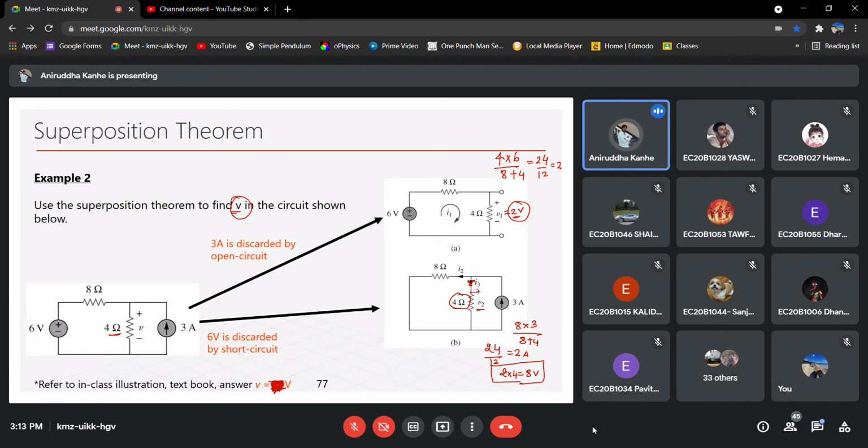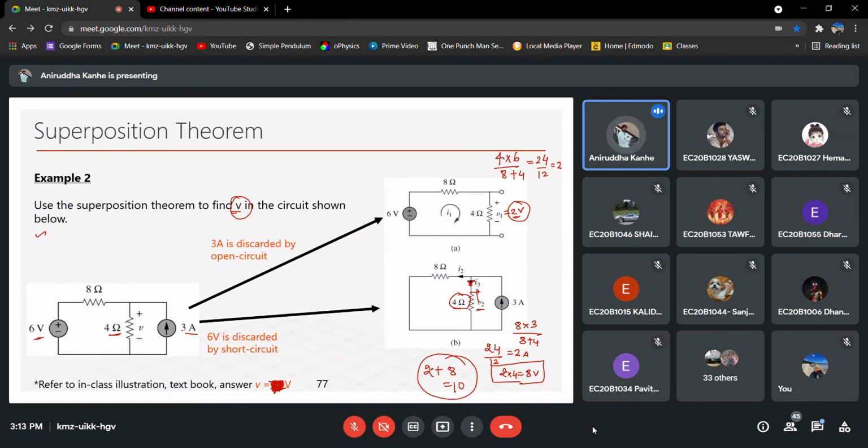So the directions are correct. So addition will be done. 2 plus 8, that is 10. So you are expecting 10 as the value there. Let us find out how you will verify. You should be able to verify the values also, right? So you have to consider both the 6 volts and 3 amperes together, and then find out that value.